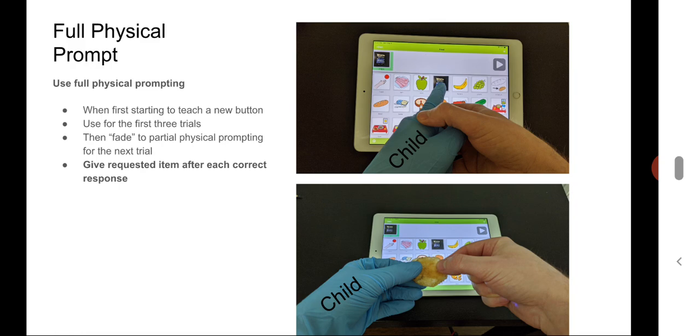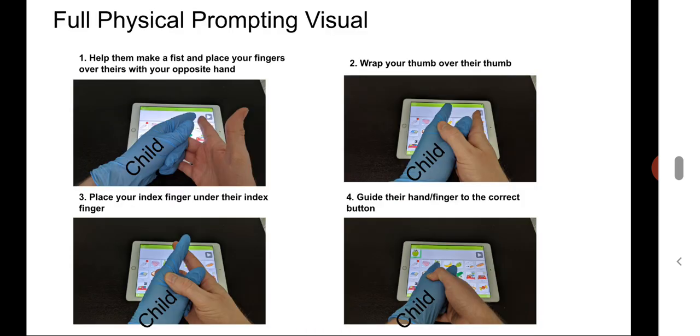So if you see in the top picture, that's what it looks like with you doing a full physical prompt. And then, at the bottom, that's you giving the kid what they asked for. In this case, they're asking for chips. So here's a better visual. How do you do a full physical prompt? It's kind of 4 steps.